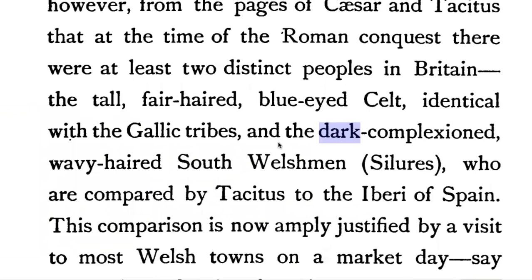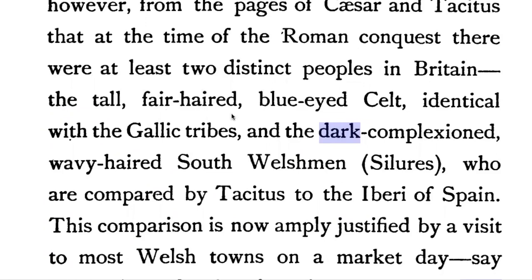He named fair-haired, blue-eyed. That doesn't mean pale. Fair-haired, light-haired, blue-eyed Celt. That doesn't mean they were pale-skinned white people, identical with the Gaelic tribes, and the dark-complexioned, wavy-haired South Welshmen. So dark complexion, they actually talk about skin here. They didn't say skin anything here. Pay attention to that. I know you're trying to say, well, they mean white, they pushed the black people over.